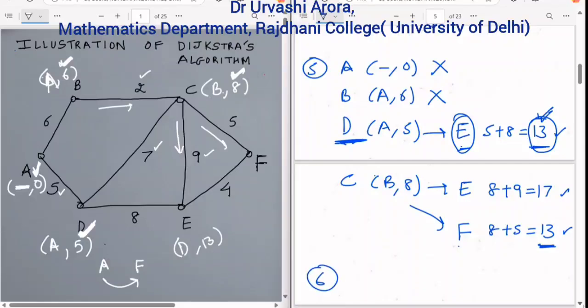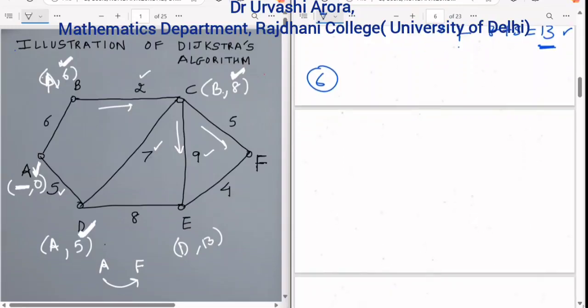Now again find out all the vertices which have been labeled so far. A has received a label -0, but we have seen that it doesn't have any neighboring vertices which are unlabeled. The two neighbors of A, which are B and D, already have a label, so A will not be participating in this step. Then B has received label A6, and the neighbors of B are A and C, which have already received a label, so this will also not be participating. Then D has got label A5, and the neighbors of D are A, C, and E, all of which have received a label. So again, D will also not be participating.